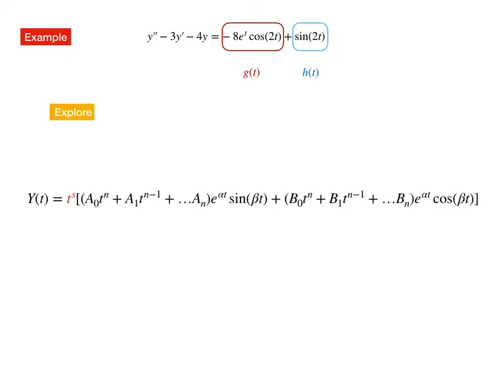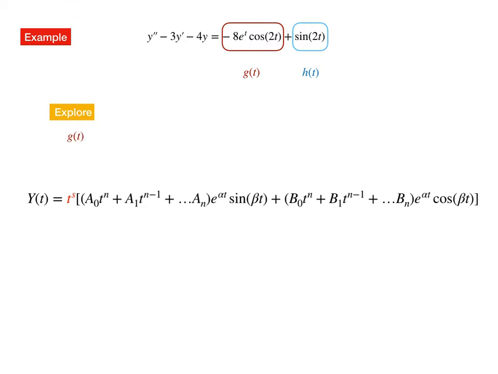So here is an example of a second-order differential equation with constant coefficients, and the non-homogeneous part includes exponential functions, cosine, and another function of sine. We can see that there are two functions on the right side. We call the first function g of t, and the second function h of t. We want to explore the forms for g of t and h of t. This is the reminder, this is the general form for the third case.